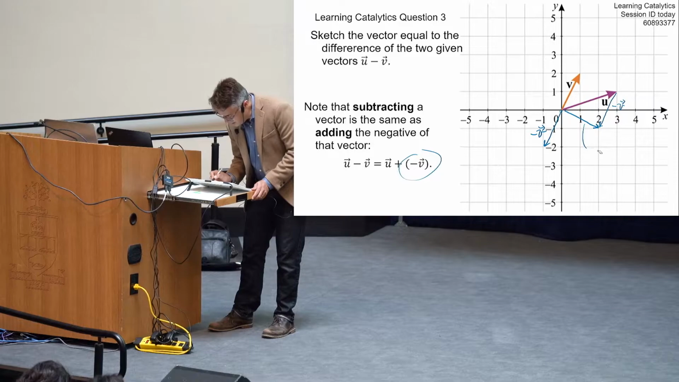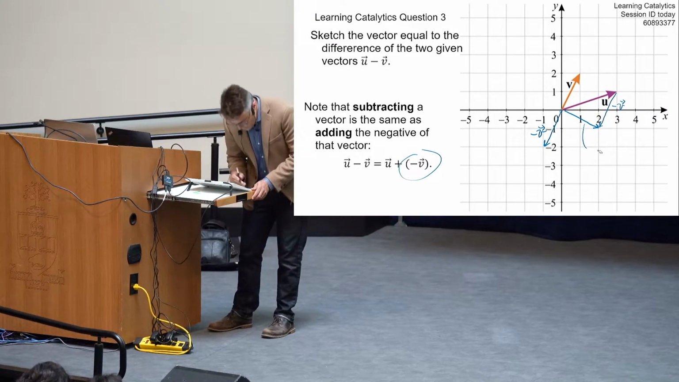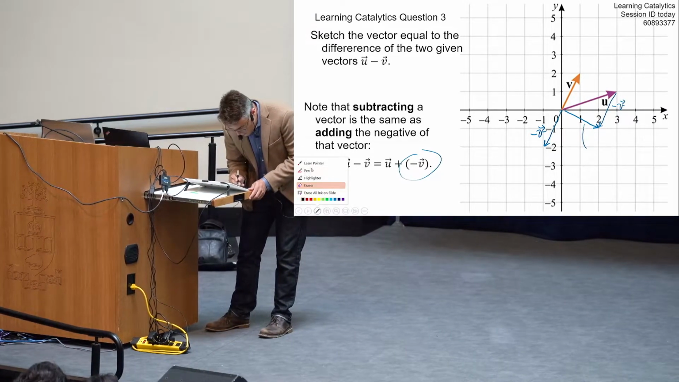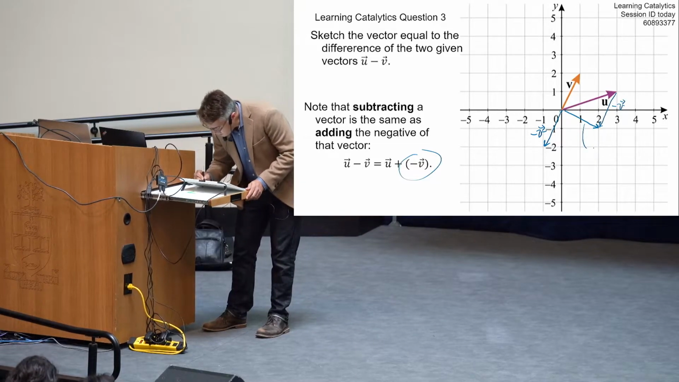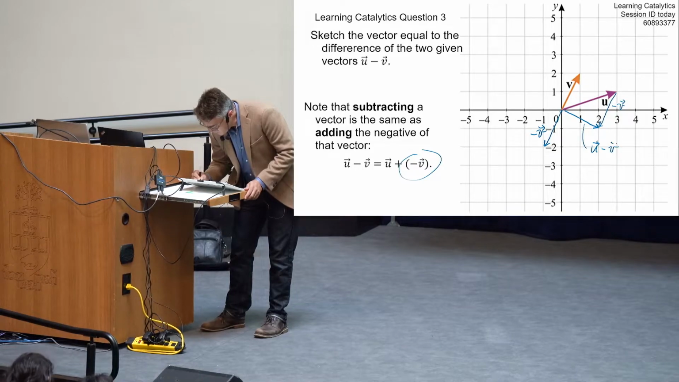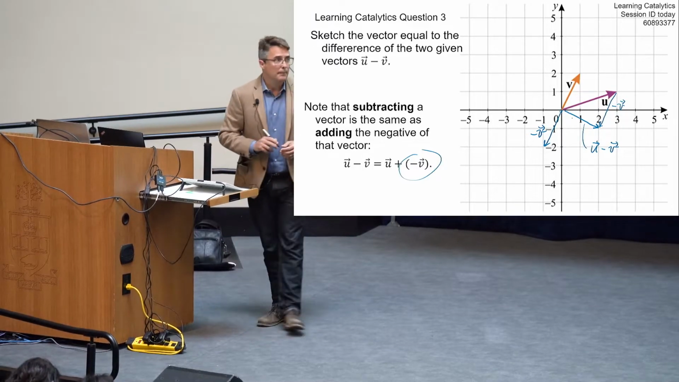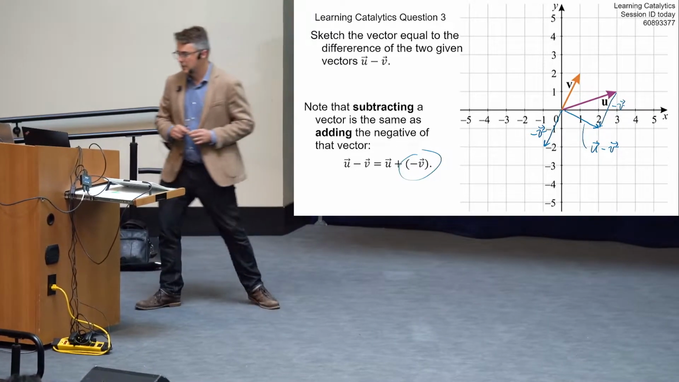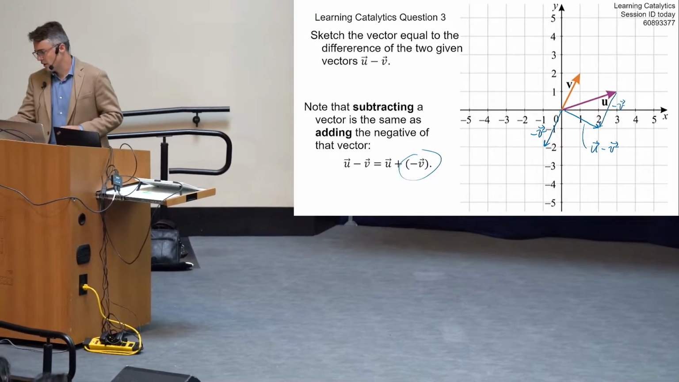Let's get it right, because u minus v is not the same as v minus u. I have to get it right. It is u minus v, this vector. Okay? So that's vector subtraction, which is also going to be important.